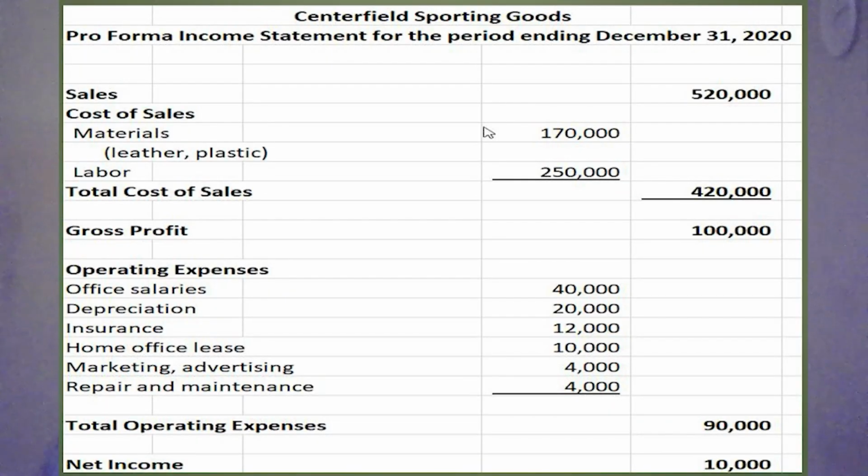From this statement we can see that the gross profit is 100,000. And for the third step, the statement estimates the overhead expenses, which include office salary, depreciation, insurance, home office lease, marketing and advertising, and also repair and maintenance, which total cost is 90,000 ringgit. After we deduct this from the gross profit, we get the net income of around 10,000 ringgit for the end of the year 2020.